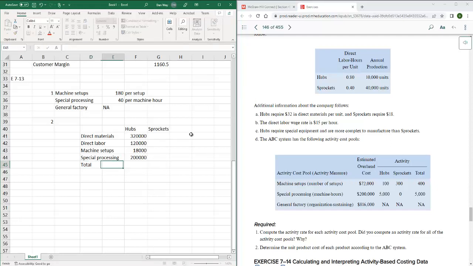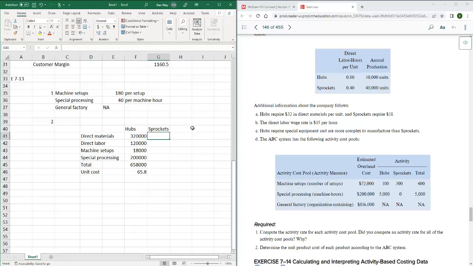And let's also come up with the total product cost. Again, I'll try to remember to avoid cell references here. We've got direct materials plus the direct labor plus the machine setups costs plus that special processing of 200,000. Total cost of 658,000. Unit cost for the hubs, we'll take that total cost of 658,000 and divide it back by the 10,000 individual hub units we intend to make per year. Okay, so $65.80.